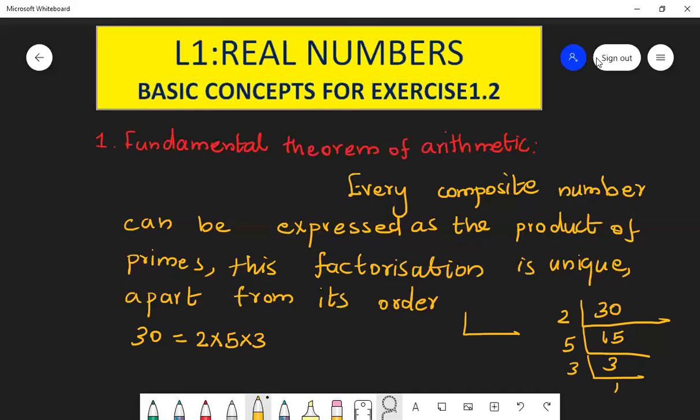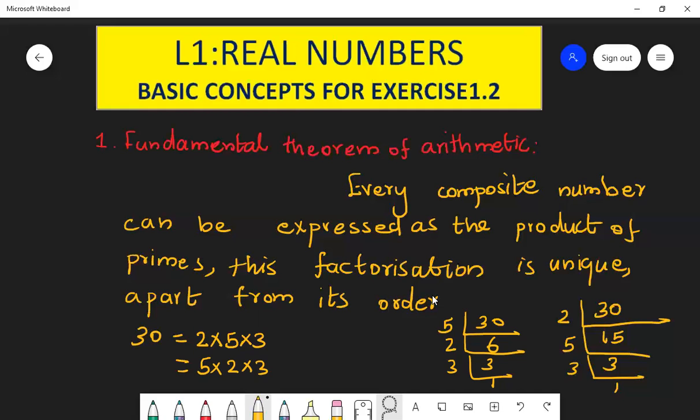If I start dividing this 30 by 5, I'll get 6. Then by 2 if I do, I'll get 3. Then by 3 if I divide, I'll get 1. Then I'll stop. Now this same 30 I can express as the product of 5 and 2 and 3. Now you can see the similarities. The factors are the same. That's why it is given: the factorization is unique apart from its order. We can see the order is changed. Here 2 then 5, here 5 then 2. In any way, the order can change. This is the fundamental theorem of arithmetic.